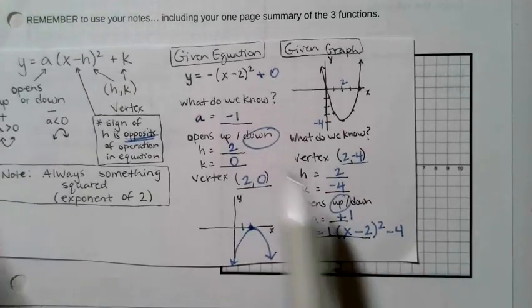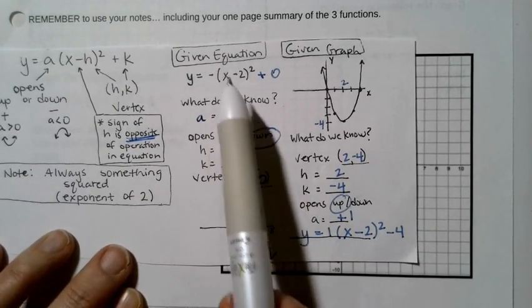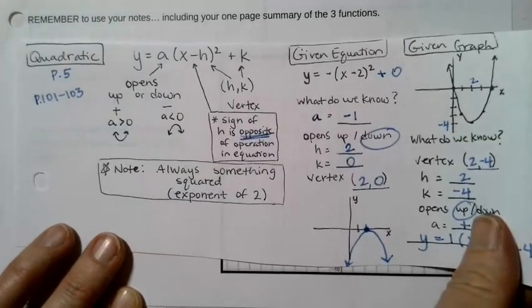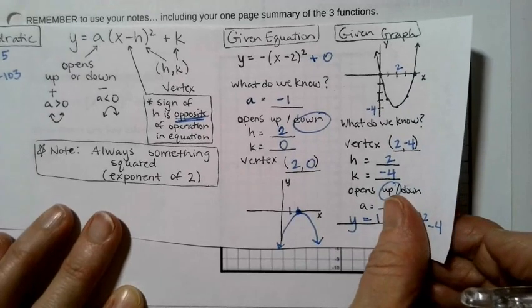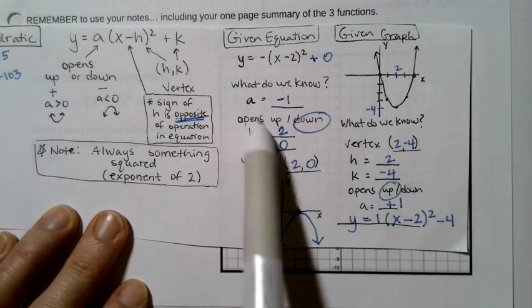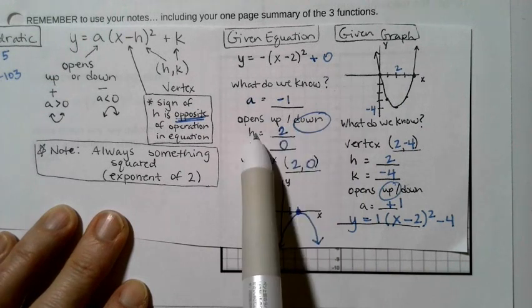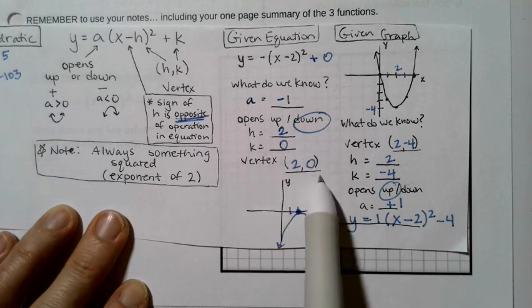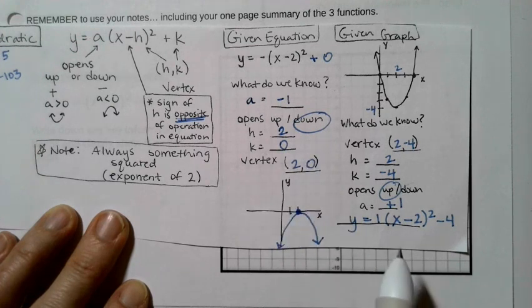Given an equation, what do we do? We're looking at our one-page summary again. I'm looking at just the quadratic section, you see labeled there. And I know, what do we know? We can look at the a value to say whether it goes up or down. We can look at the h, k value from the equation and write that as a vertex, and then use that information to plot it.